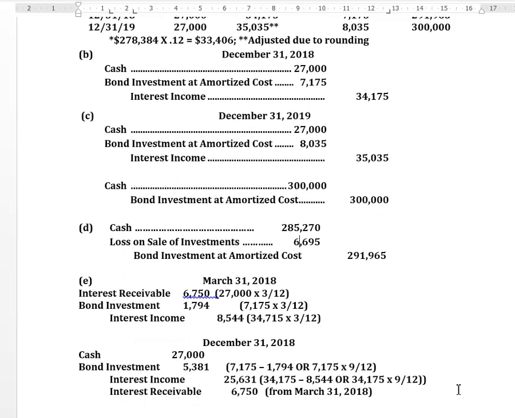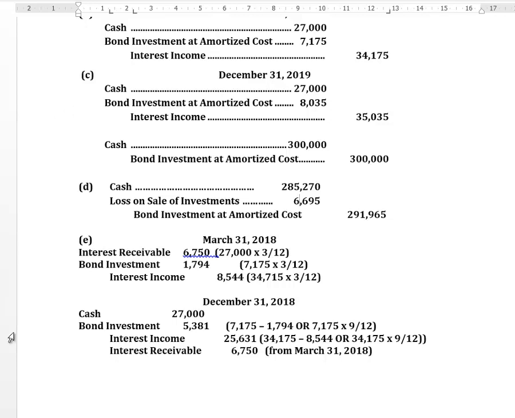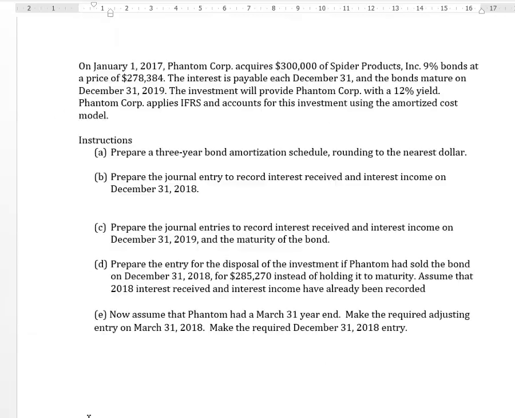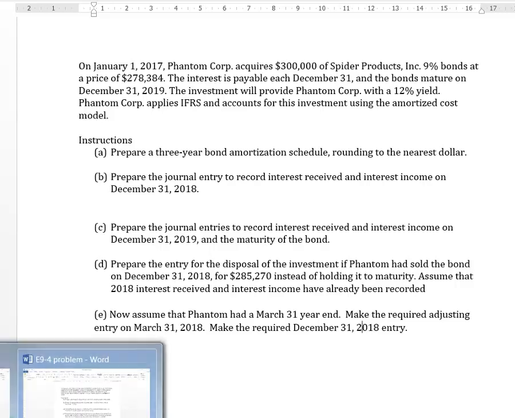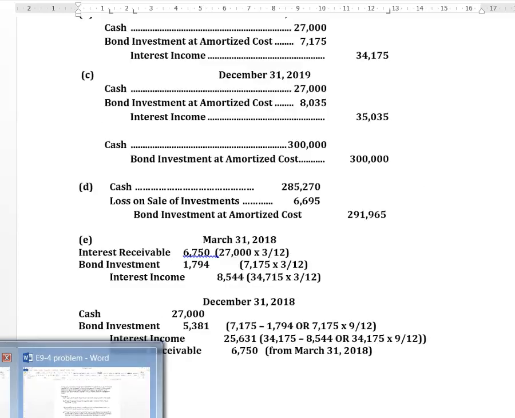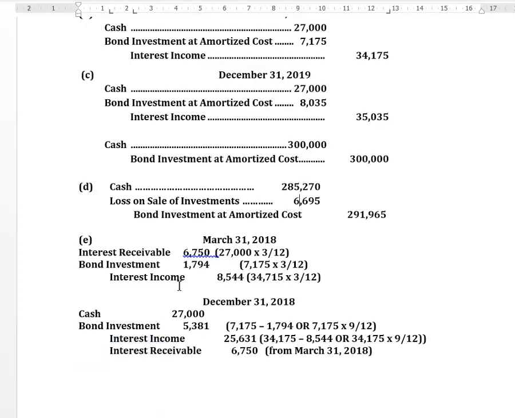Now, the part that I added is different. It says here now, if we go back to the question, it says now assume that Phantom had a March 31st year end. I want you to make the required, and so we're not assuming that it was sold on December 31st. Forget about that. Now I want you to make an adjusting entry on March the 31st and then the required December 31st, 2018 entry, and that would be to record your interest, right? So now, what would we do? Well, first of all, the last time we got paid interest was December 31st, 2017.